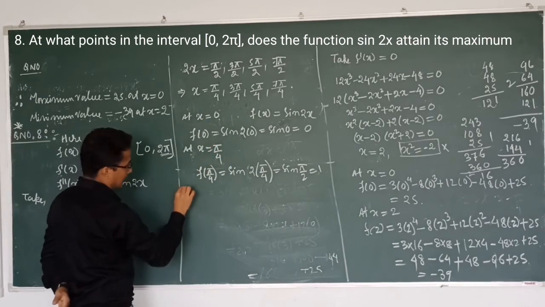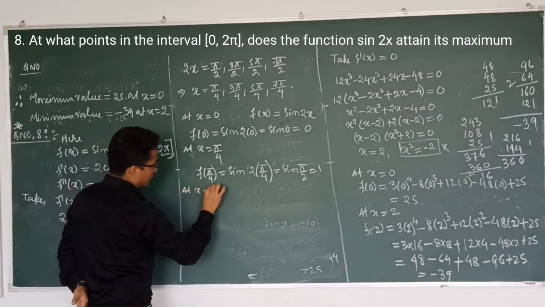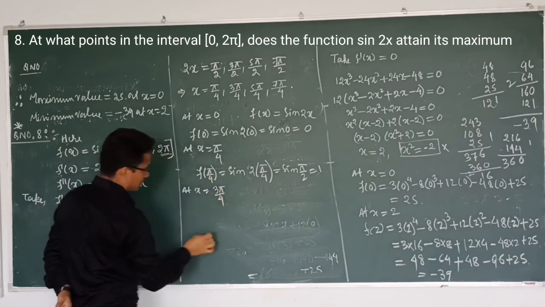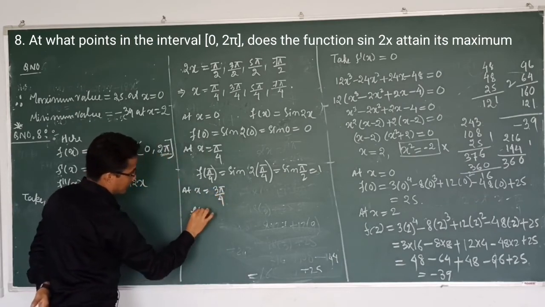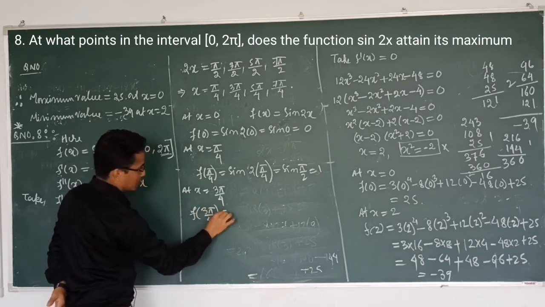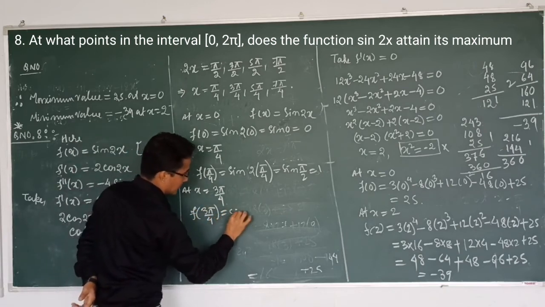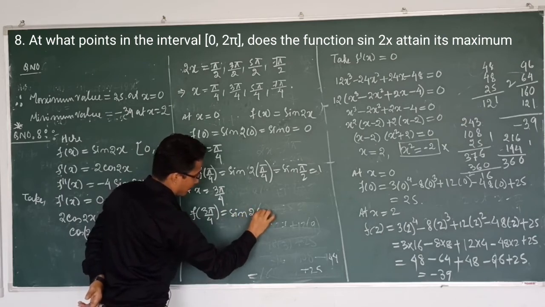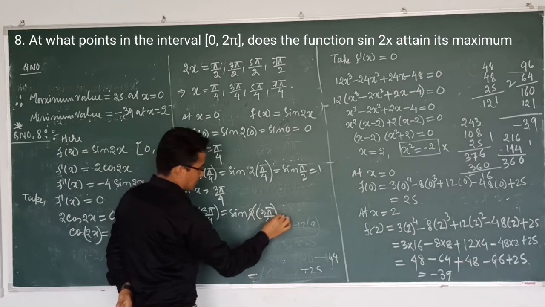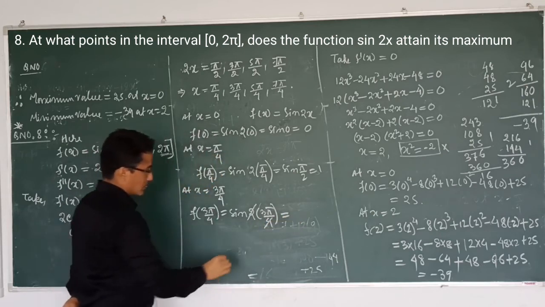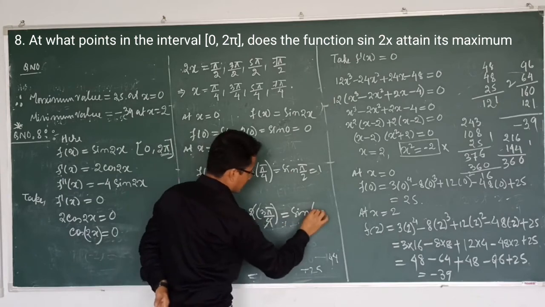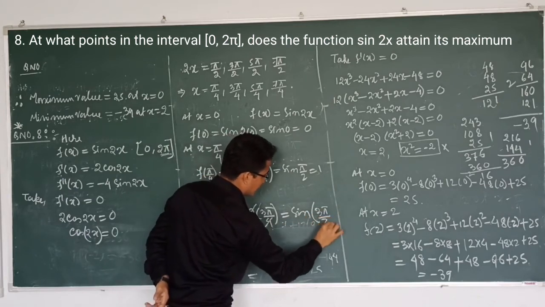Then we take x equal to 3 pi by 4. f of 3 pi by 4 is sin 2 into 3 pi by 4. If you cancel this, you will get sin 3 pi by 2.